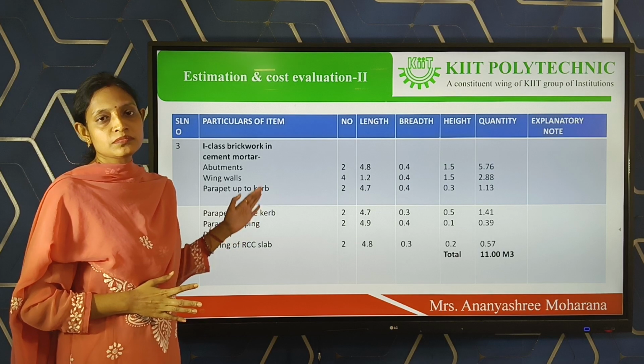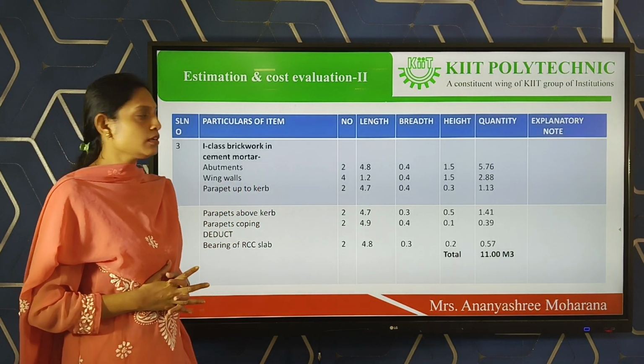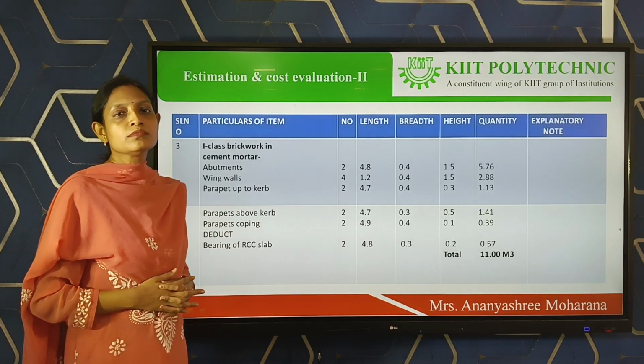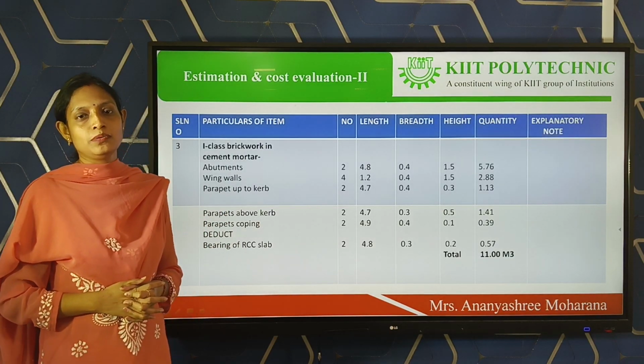For this session, up to this we have covered, and in the next session we will discuss the pointing part. Okay, thank you.